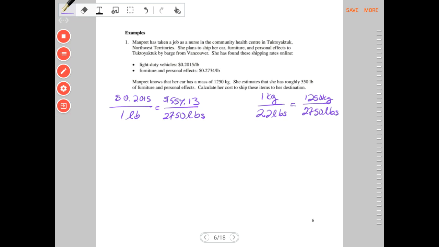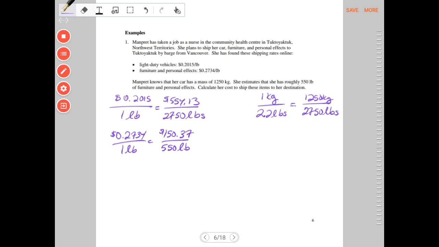Now let's talk about her furniture and personal effects. It costs $0.2734 for 1 pound, and she estimates that she has 550 pounds. So again, pounds go with pounds. Cross multiplying 550 times 0.2734 divided by 1 gives us $150.37. Please remember we should always round money to 2 decimal places.